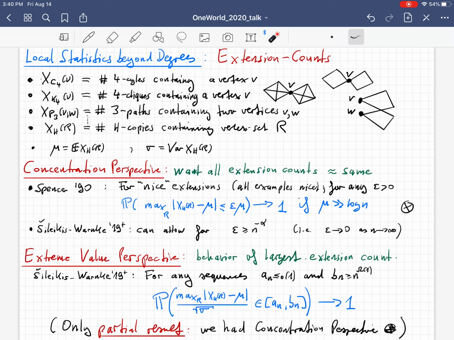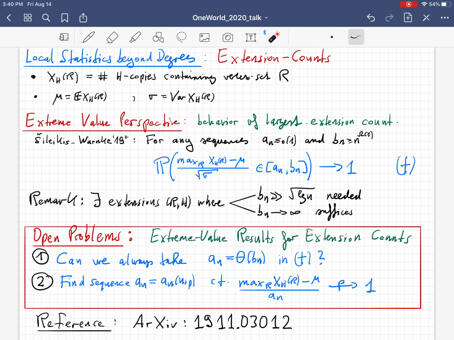So this is not yet quite what we want from the extreme value perspective, but it's a partial result. And let me just mention that extending this to arbitrary extensions seems to be a little bit tricky, because in order to make this statement true, there are examples where you need to take b_n much bigger than square root of log n, but we also have examples where b_n just tends to infinity, where there's no logarithmic factor in there. Okay, so there's some nice work to be done here.